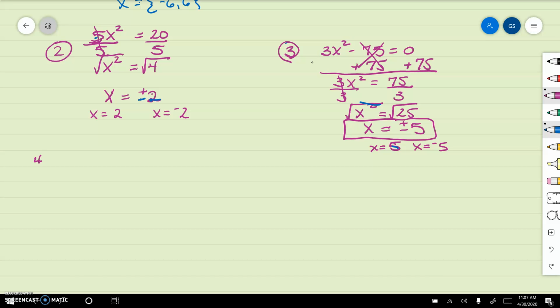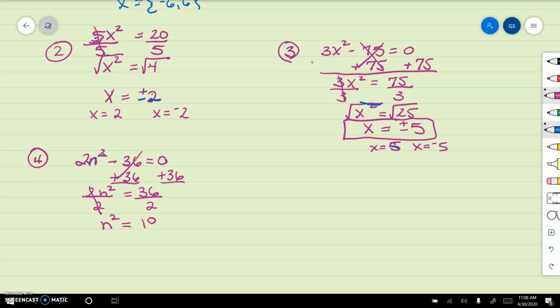All right, number 4. 2n squared minus 36 equals 0. Okay, we are going to isolate n squared. So that means we're going to add 36 to both sides, getting x squared alone anyway. 2n squared, or n squared I should say, equals 36. We have to divide by 2 on both sides to isolate the variable. So we get n squared equals 18.